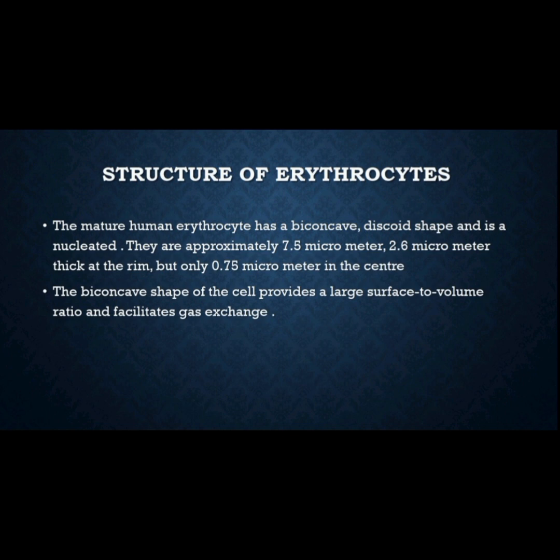The human erythrocyte has a biconcave discoid shape and is anucleated. They are approximately 7.5 micrometer in diameter and 2.6 micrometer thick at the rim, but only 0.75 micrometer in the center. The biconcave shape of the RBC provides a large surface to volume ratio and facilitates gas exchange.